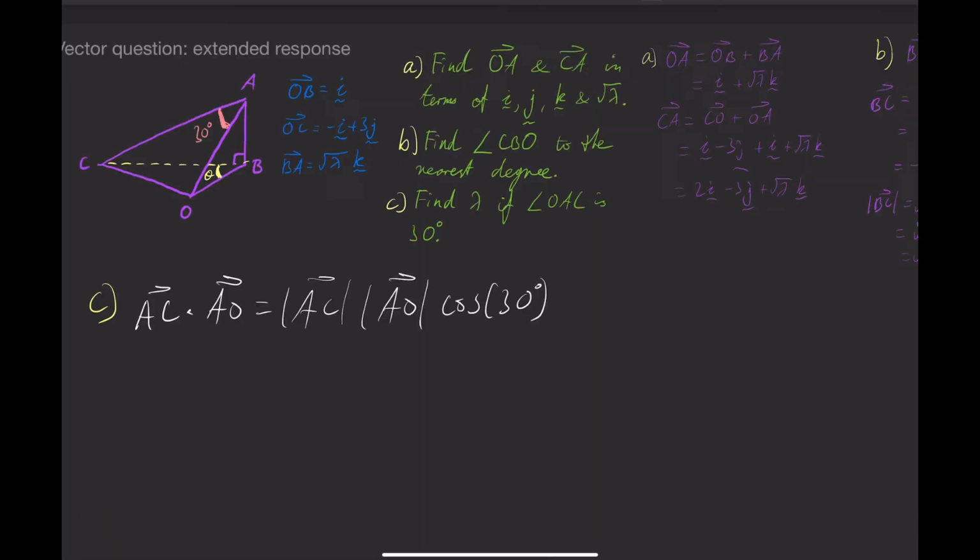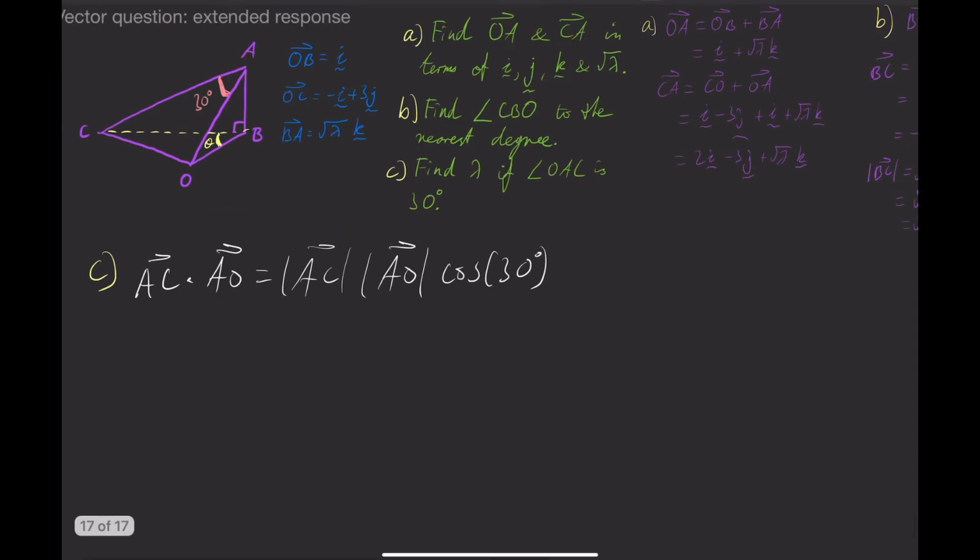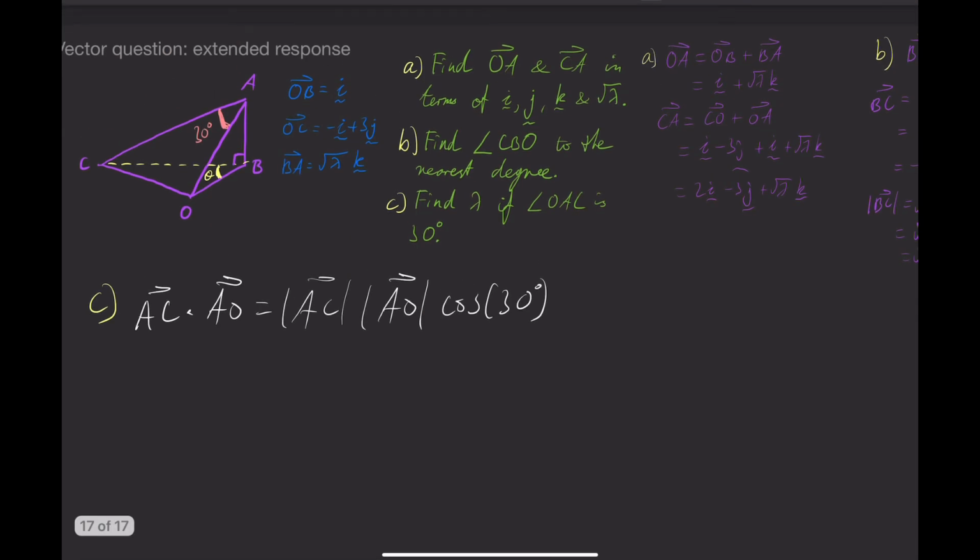All right, so AC is going to be equal to negative CA, and we found that. So let's just make a note of that. AC equals negative CA, and AO equals negative OA. Boom, boom. And we found them in our first part.